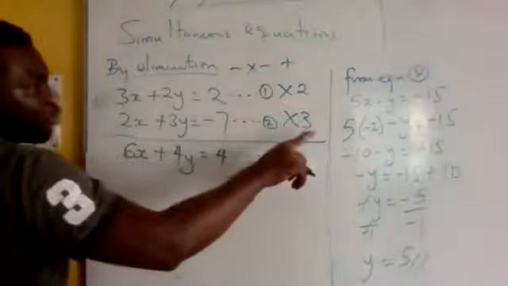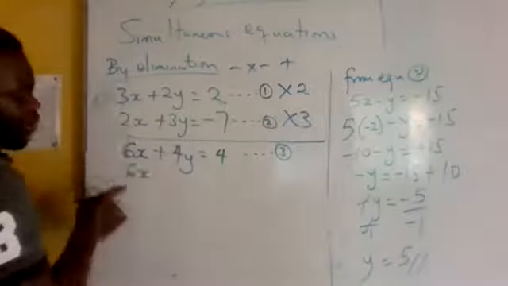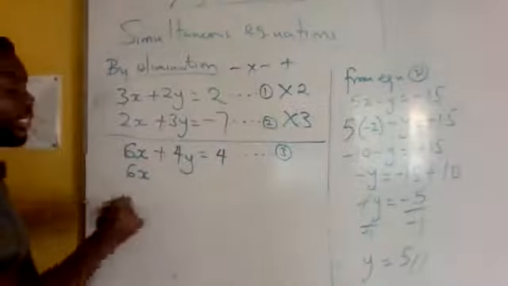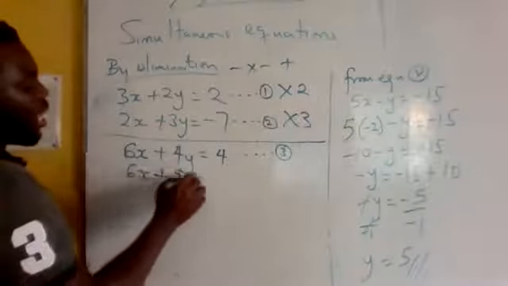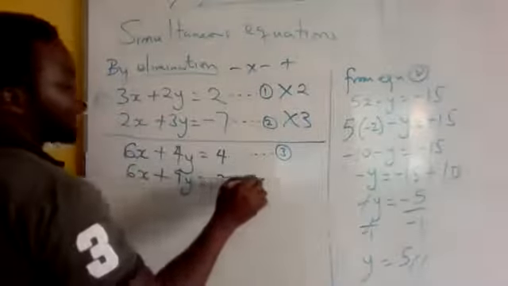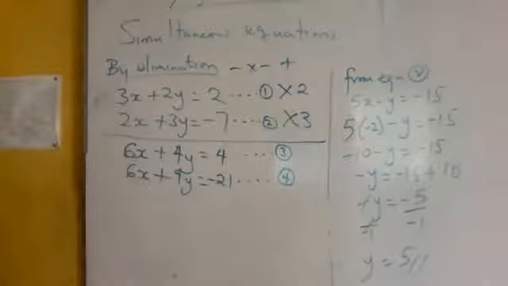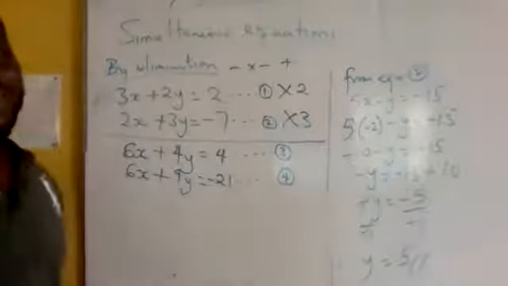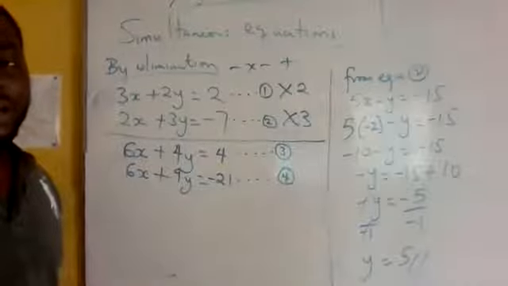Remember I said I want to multiply by 3. 3 multiplied by 2, 6x. You can now see that we have the same coefficient here. Plus 3 multiplied by 3, 9y. And 3 times minus 7, minus 21. This is equation 4. You must use that to multiply everything you have. It's important.